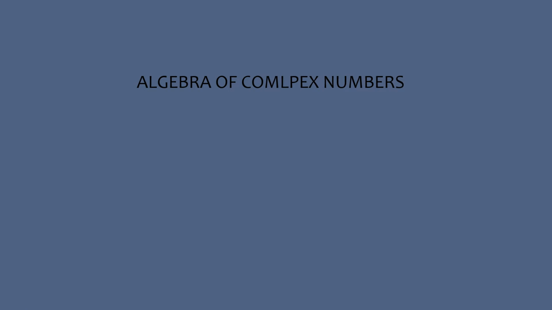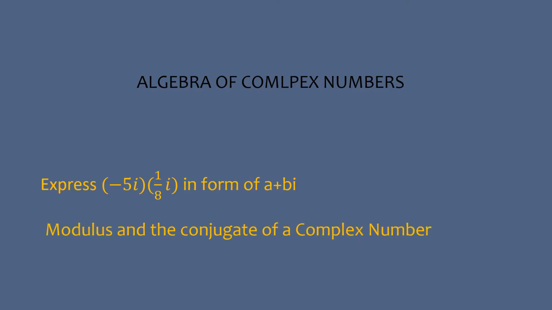Till now, we have discussed all the types of algebra involving complex numbers. Let us move further and have a look at how to express any given complex number, say minus 5i times 1 upon 8i, in the form of a plus bi, and how to find the modulus and conjugate of a given complex number. That's what we will be looking at in today's video.